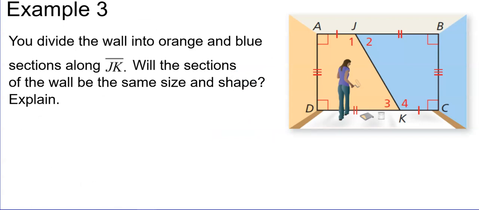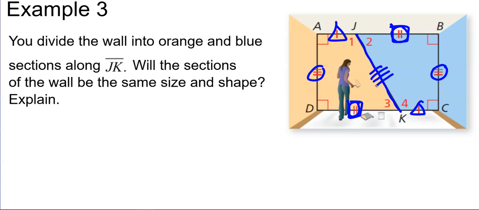All right, you divide the wall into orange and blue sections along JK. JK is right here. Will the sections of the wall be the same size and shape? Okay, let's see what we got here. This corresponds to this. This corresponds here. I'll do what I did before, different shapes. And this corresponds here. We also know that this line right here is equal to itself.